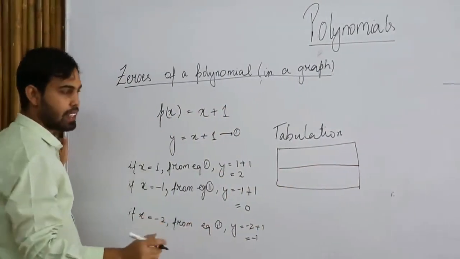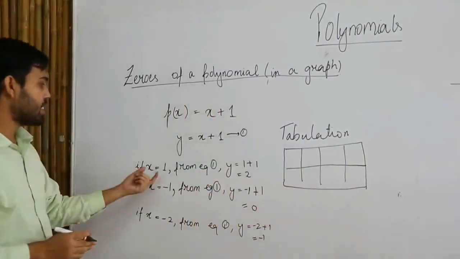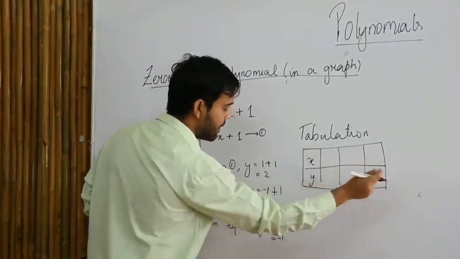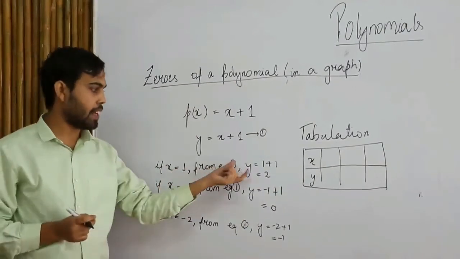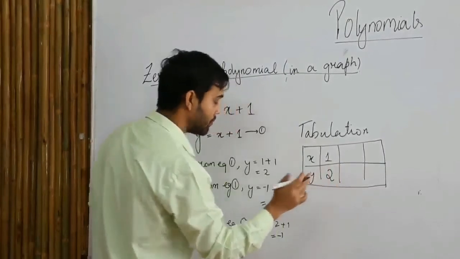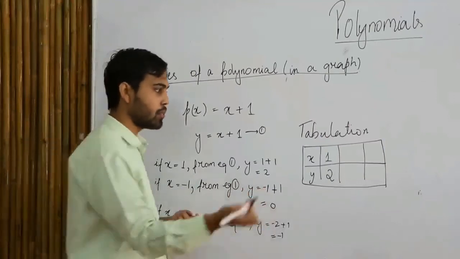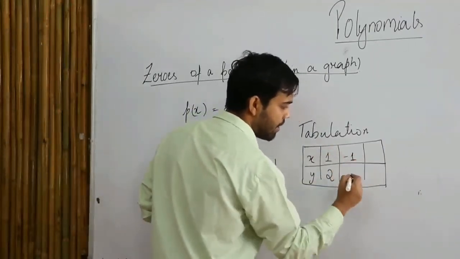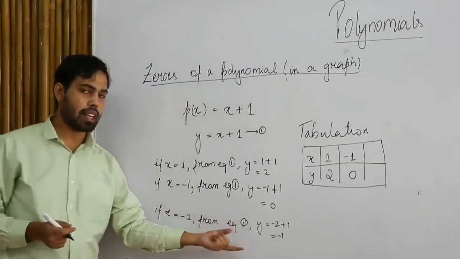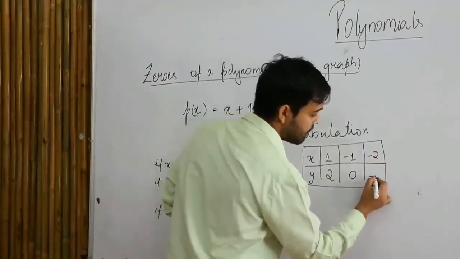See, I have three values of x and y. For the first case, I am putting the values of x in here, the values of y in here. When the value of x is 1, what is the value of y? It is 2. When the value of x is minus 1, the value of y is 0. And when the value of x is minus 2, the value of y is minus 1.